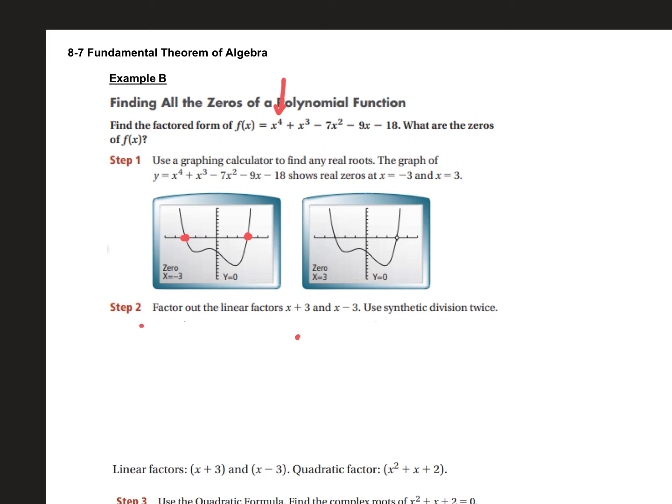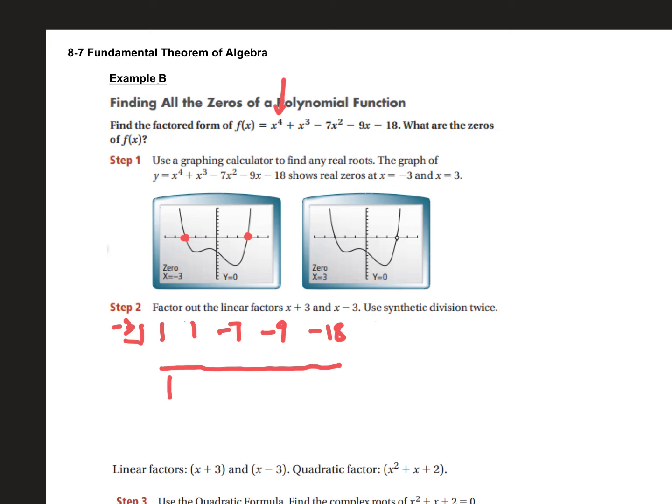So we have negative 3. And we're going to go ahead and list our coefficients. So we have 1, 1, negative 7, negative 9, negative 18. Remember, I'm using that function that was given to us on the very top. So we're using synthetic division to find our polynomial that we can use to find the remaining roots.